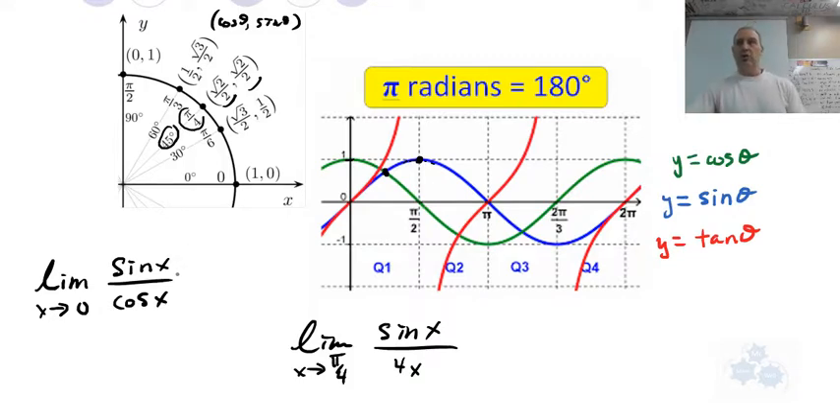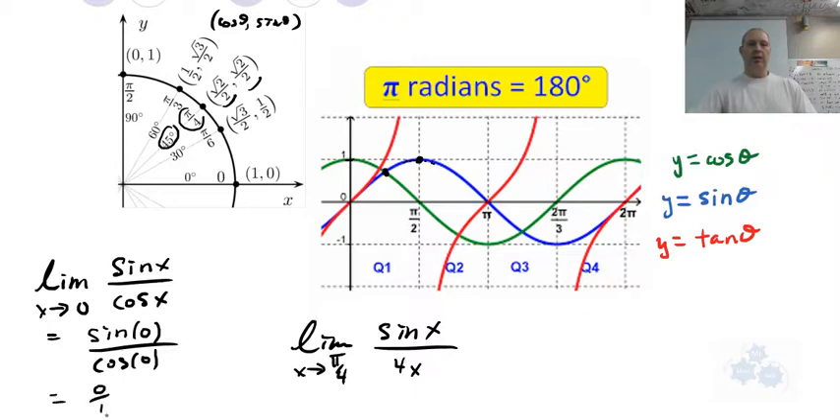When you have rational functions, you start getting into a little bit of issues. So let's see. If I plug 0 in, sine of 0 is 0, divided by cos of 0, which is 1. So we get 0 over 1, and that's okay. That's 0. If you have a 0 in the denominator, you've got problems. But for some of these, you can just plug straight in.